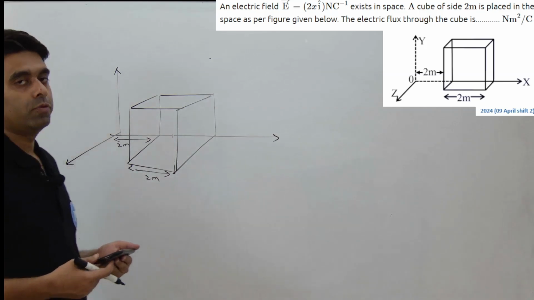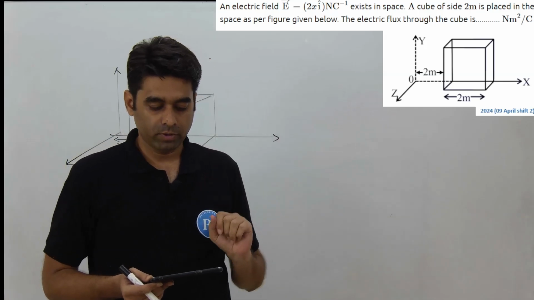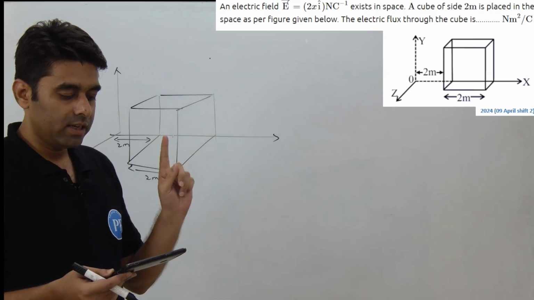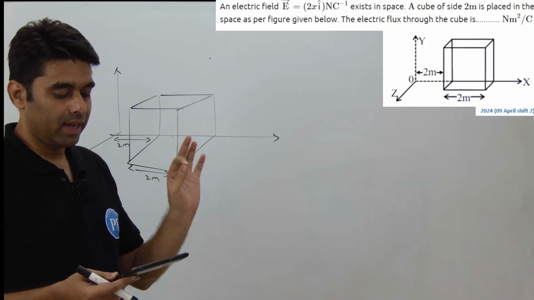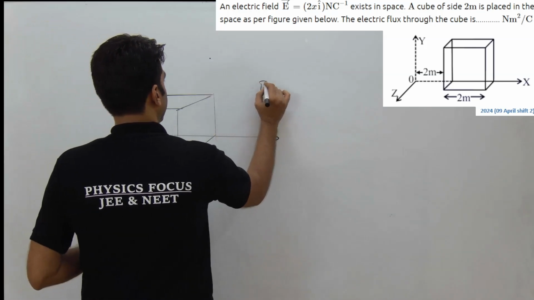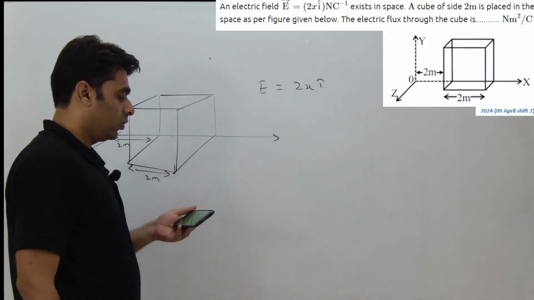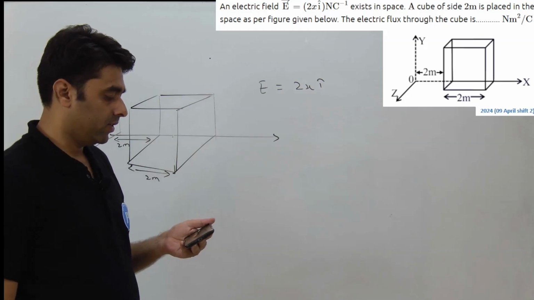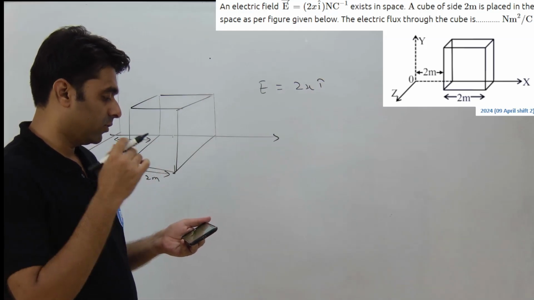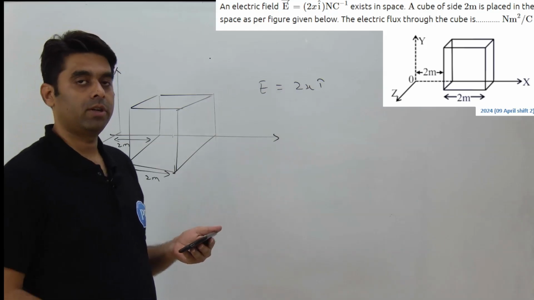Yeah. So with this question, we have reached the end of our video. This is the last question. Let's see what it says. An electric field E vector equal to 2x i cap newton per coulomb exists in space. So the electric field is 2x i cap. A cube of side 2 meter is placed in the space as per the figure given below. The electric flux through the cube is dash newton meter square by coulomb.